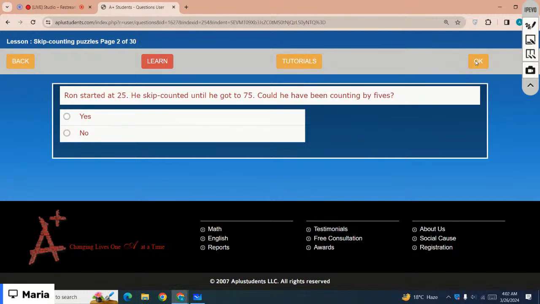Ron started at 25. He skip counted until he got 75. Could he have been counting by fives?